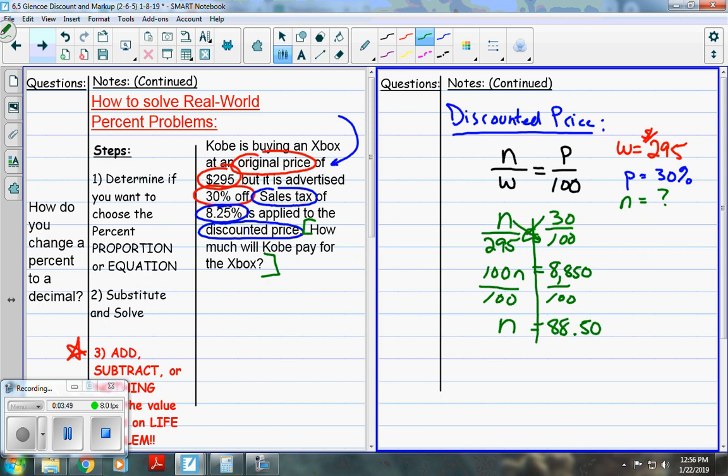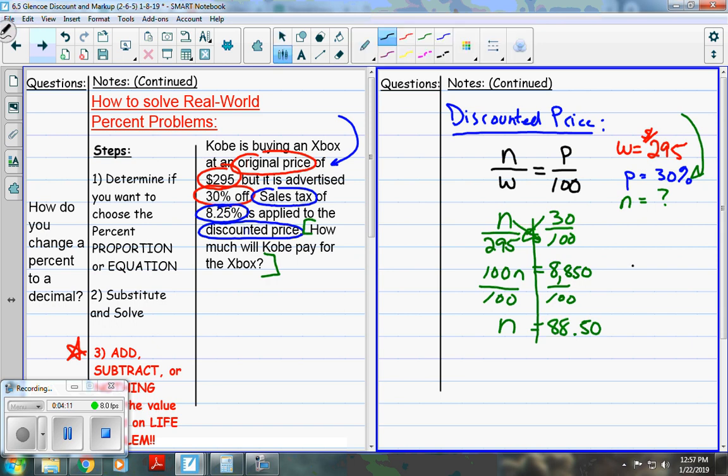$88.50. Now, this is not the discounted cost. This is not our cost of the Xbox. This is the amount of this percent in dollar form. So how do we find that discounted price still? What do we need to do with our original price and this discount we learned? Yeah, if you said subtract, you are right.